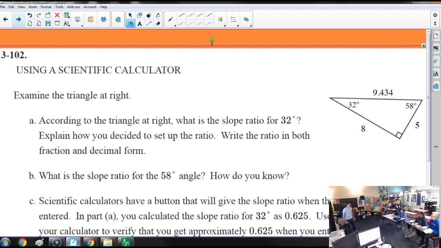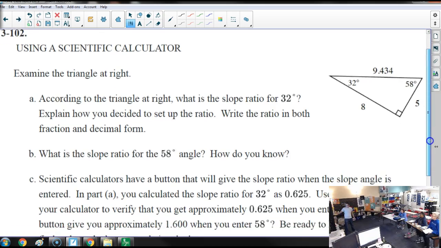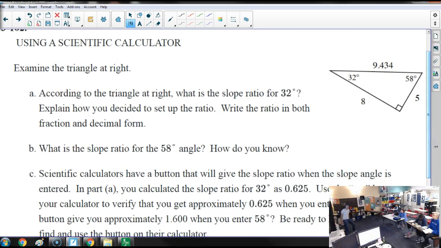Well, not all numbers are nice. A lot of numbers, like 9.434, kind of suck. So according to the triangle at right, what is the slope for 32 degrees? Well, the slope ratio, we look here, even though it's not laid flat like a slope triangle, what's the slope ratio for 32 degrees? Yeah, 5/8, right? Rise over run. All you have to do is lay it so that 32 is flat.